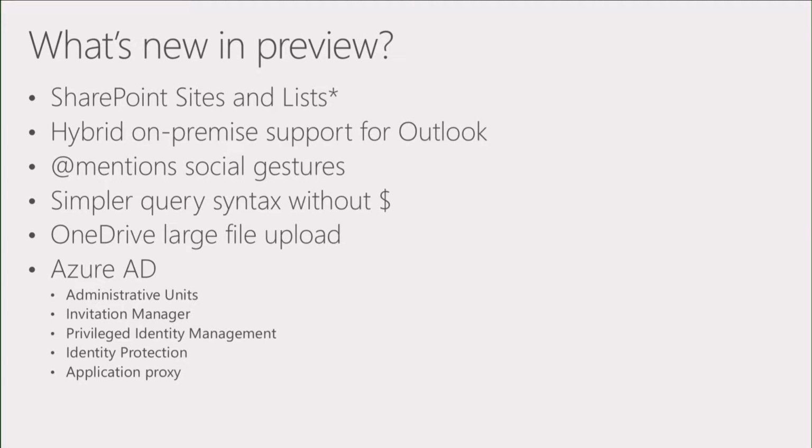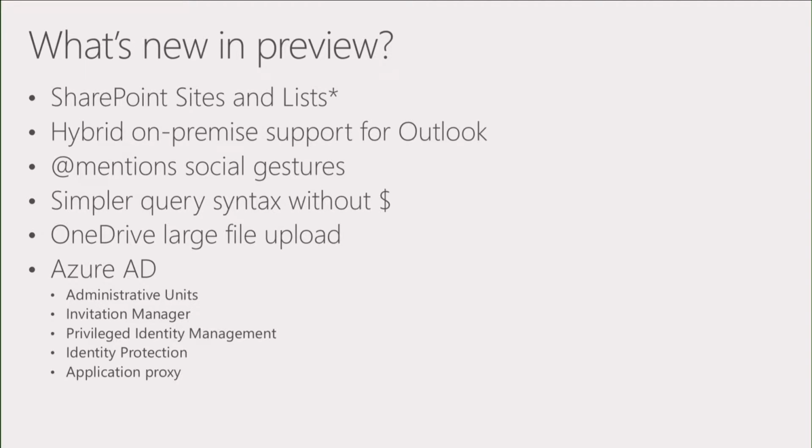Social gestures and mentions. So you'll have seen that in the recent builds of the Outlook client. You can now go and mention somebody in your email and have that automatically provided as a filter in the UI. So we've got APIs for that. A bunch of you have told us that you really don't like all the tricky little dollars in our query language, so we've made all of those optional so you can clean up your queries a little bit. You can go and upload files to the maximum file size that OneDrive now supports through the APIs with large file upload, and a whole bunch of things in the Azure Active Directory space.